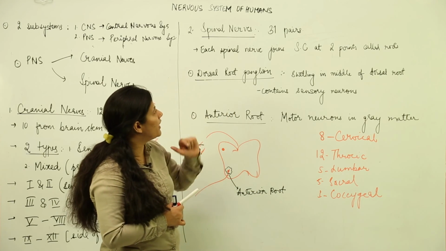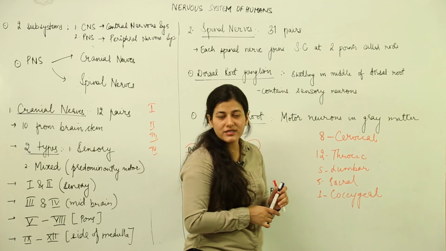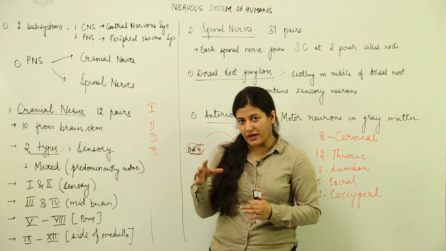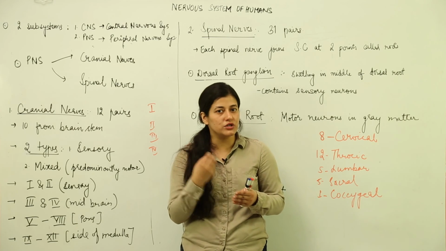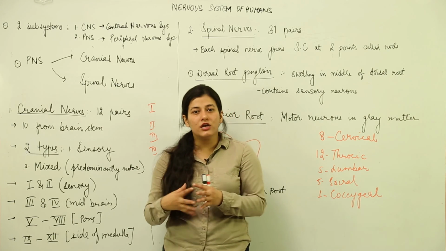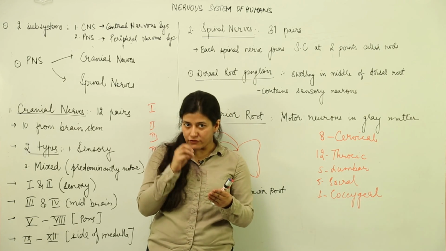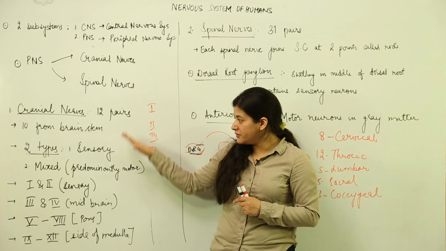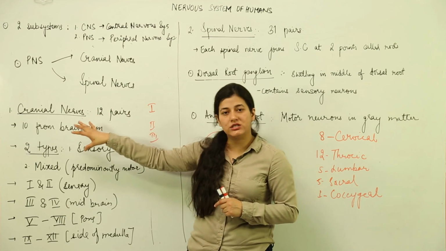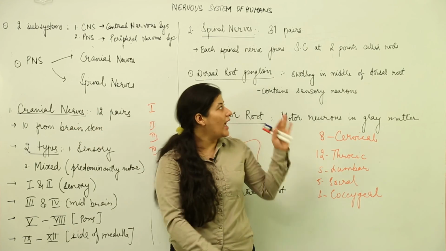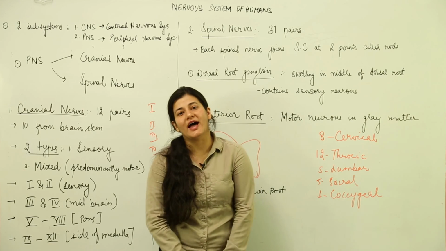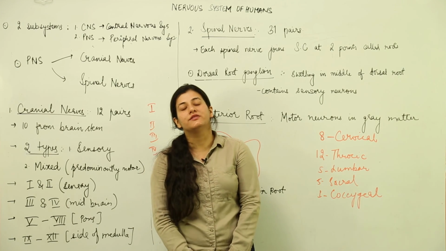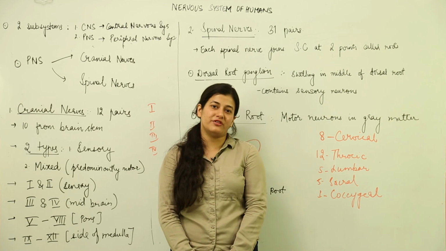So this is all about the peripheral nervous system, though not in detail, because we have not considered the somatic and involuntary systems over here. We have to talk about the autonomic nervous system as well, but for now we have limited our scope to the cranial nerves and the spinal nerves that arise from the central nervous system and become part of the peripheral nervous system.